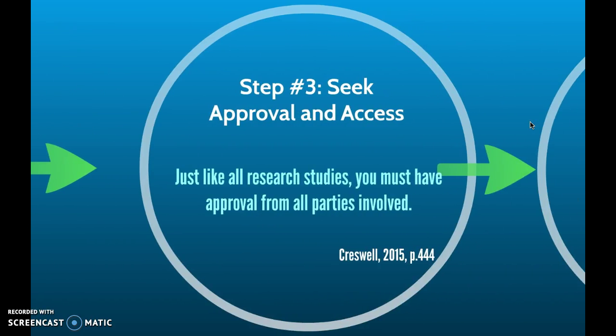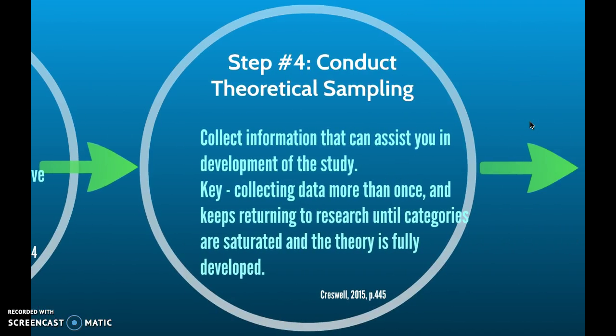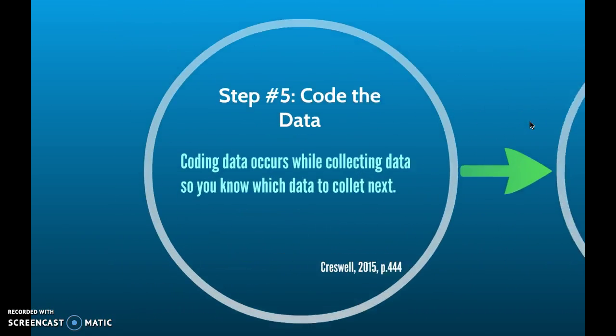Step 3, seek approval and access. Like with any research we have to complete, we have to have approval from the parties involved. Number 4, theoretical sampling. So collecting information that can assist you in development of the study. You want to collect data more than once and keep returning until the research categories are saturated and your theory is fully developed. The more data collection you have, the more evidence you showcase, the more valid your study will be at the end of the day.